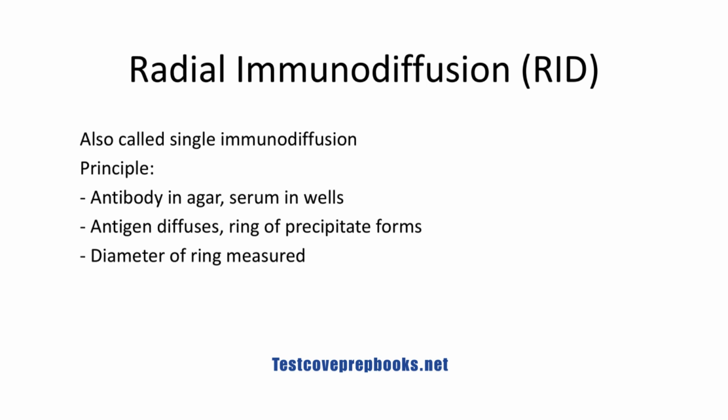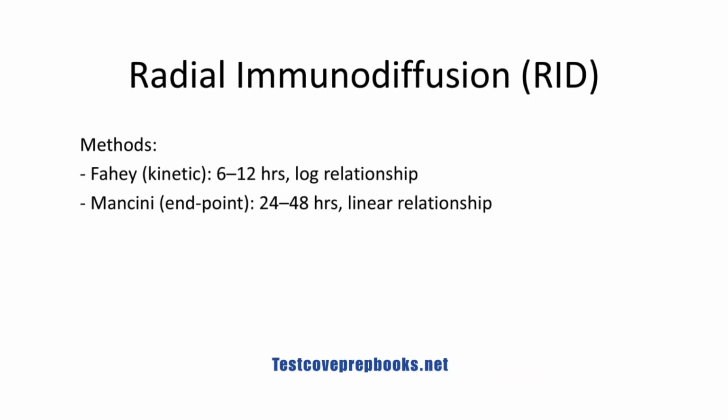Next, we discuss radial immunodiffusion, also called single immunodiffusion. In this technique, antibody is incorporated into agar plates, and serum samples are placed into wells. As antigen diffuses, it forms a circular ring of precipitate. We measure the ring's diameter. The Fahey method is kinetic, read between 6 and 12 hours, and follows a logarithmic relationship. The Mancini method is an endpoint method, read at 24 to 48 hours, and shows a linear relationship.